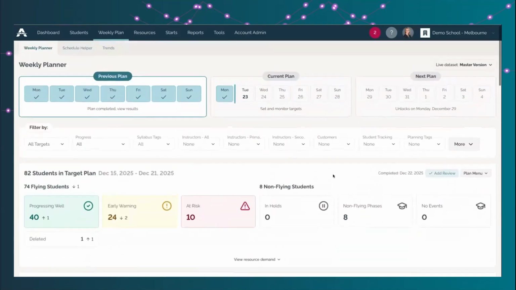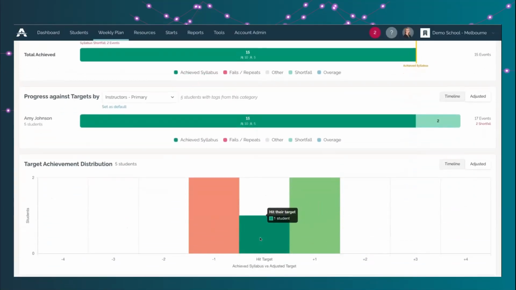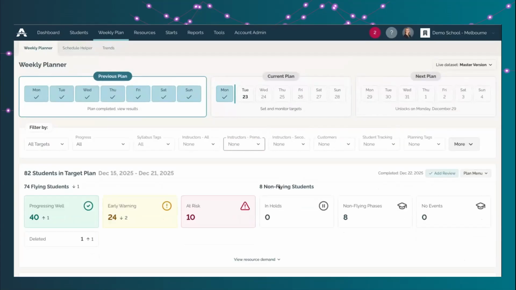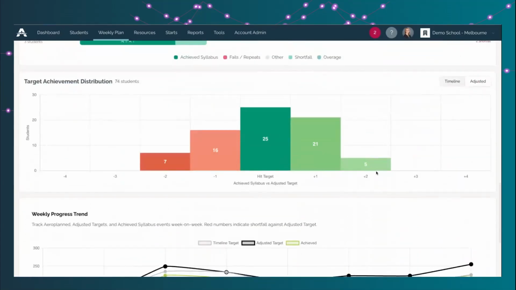You can filter this in almost any way, by team, by customer, or even down to how individual instructors are progressing with their students. You might see that Amy flew the right number of Aeroplan lessons that week, but they weren't with the right students. 2 of her students flew 2 less than planned, 2 flew more, and that's where the real insight is. This level of visibility and understanding is transforming our customers' weekly meetings.